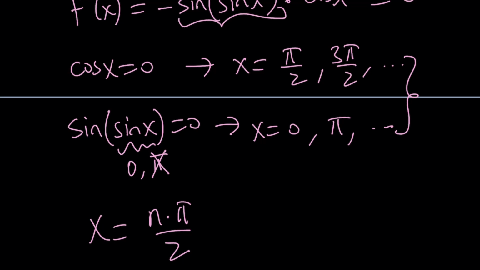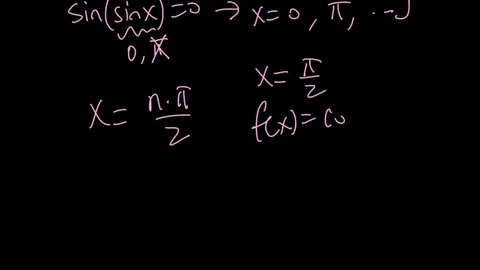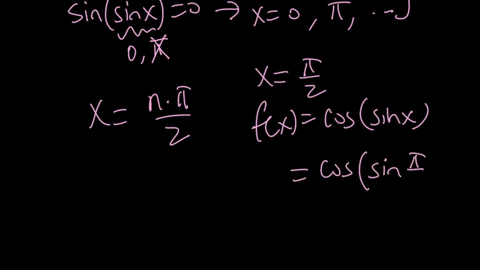What is going to happen with that then? So for example, suppose x is equal to pi over 2, what happens to our original function? Remember, our original function was cosine of sine x. So we're going to have something like cosine of sine pi over 2. As you know, sine pi over 2 is equal to 1. You're going to get something like cosine of 1. And what is cosine of 1? Let's go ahead and figure it out.